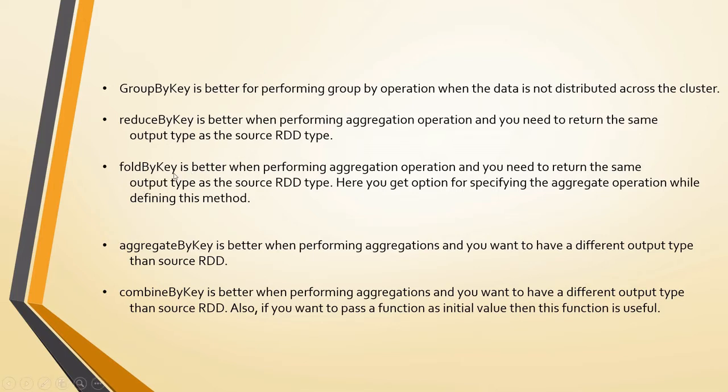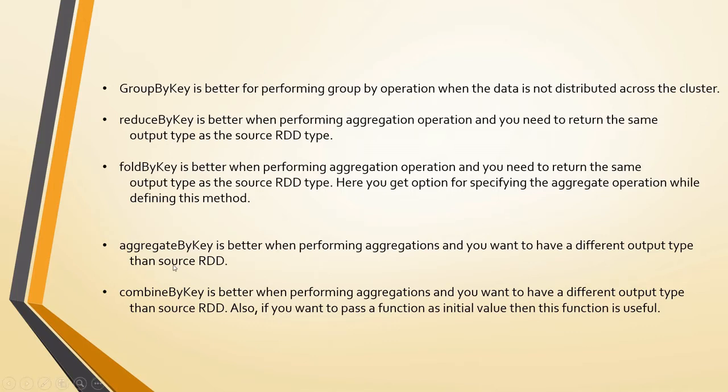And the third one is fold by key. Fold by key is similar to reduce by key. The main difference is it expects an initial value and the associative function, which it will apply on the data that is available in other partitions. So even in fold by key you can expect the same RDD data type as the output. That is, if you have string comma int in the source RDD, the result of fold by key is also the same.